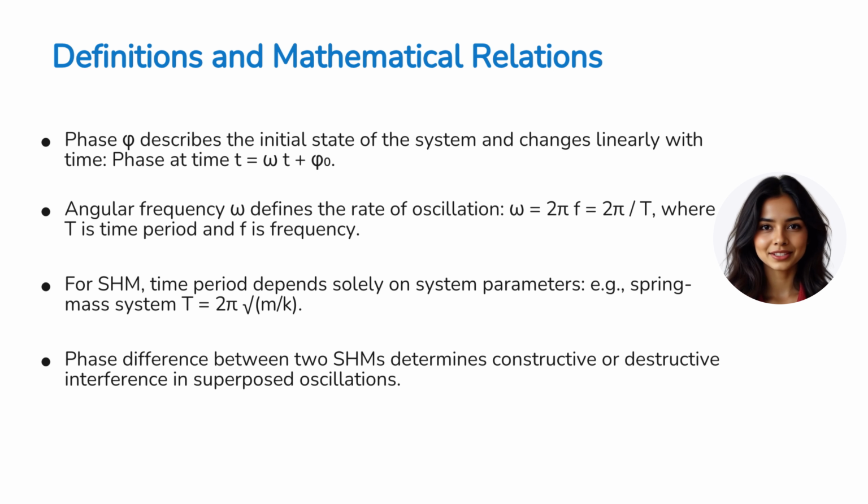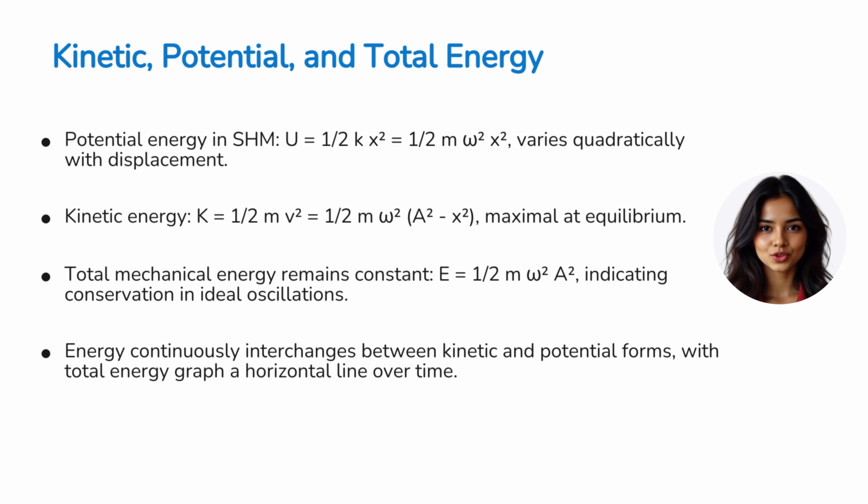Let's zoom into the energy story behind simple harmonic motion, which is as fascinating as the motion itself. First, potential energy stored in the system depends on how far the object is from its equilibrium position. We express this as U equals 1/2 k times x squared, or equivalently, U equals 1/2 m times omega squared times x squared, meaning the energy increases quadratically with displacement. When the object is at maximum displacement, potential energy peaks because the spring or system is maximally stretched or compressed.